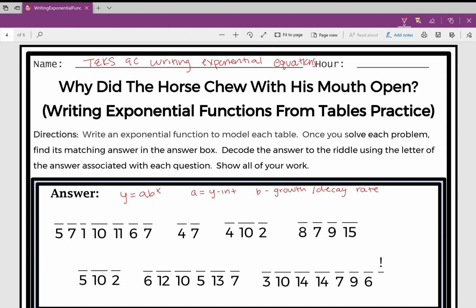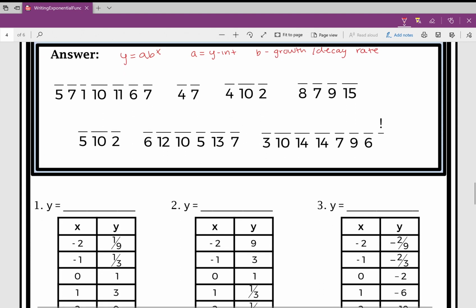So this is writing exponential functions from a table, and we're solving a riddle. So the riddle that we're going to try to solve at the end is, why did the horse chew with his mouth open? Okay, so let's look at number 1.